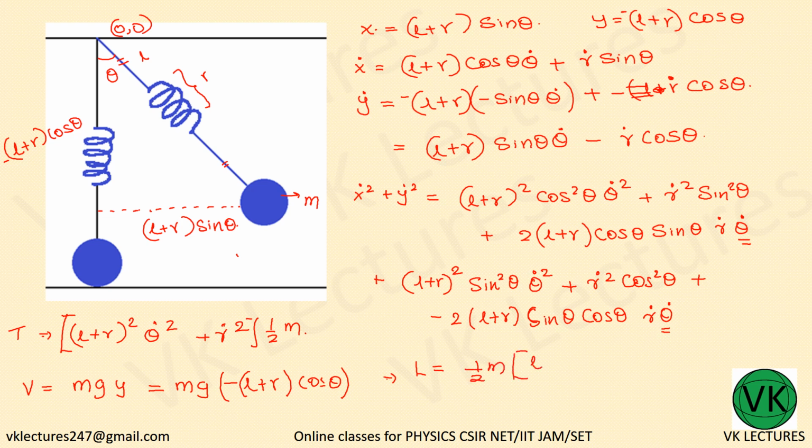So that's about the V, which means the Lagrangian L is equal to half m ((L plus R) whole squared theta dot squared plus R dot squared) plus mg (L plus R) cos theta. So this is the Lagrangian, which is T minus V, for the spring pendulum.